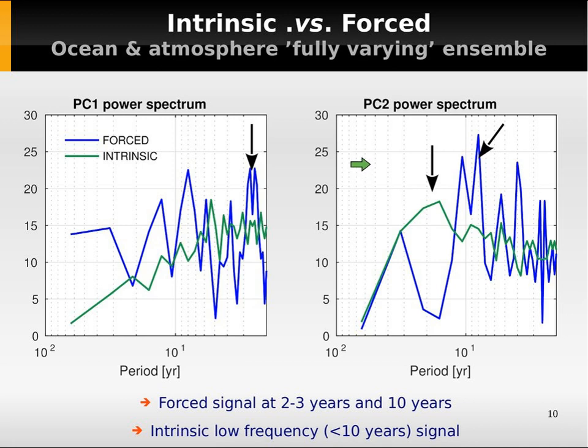So we identify a couple of spots. In the first principal component, there is this forced signal at 2 to 3 years, which is associated with the NAO forcing, as I said earlier. And for the second principal component of the forced signal, we also have a signal at around 10 years, which might also be related to an atmospheric forcing at lower frequencies, but no firm conclusions can be drawn out of that so far. And for the intrinsic variability, looking at the green curve, we have predominantly a nice peak here between 12 and 20 years, which is stated clearly versus the forced variability.